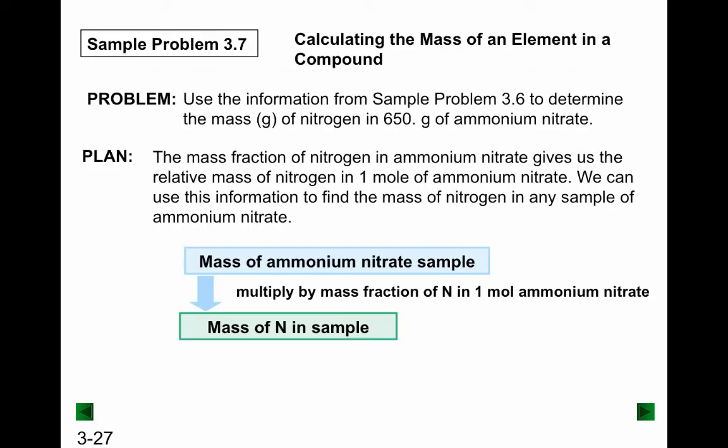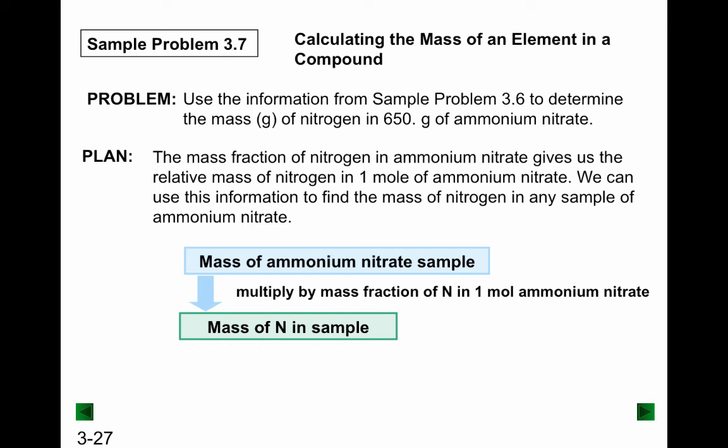Our next sample problem wants us to use the information in the previous sample problem to find the mass of nitrogen present in 650 grams of ammonium nitrate. We know the molar mass of nitrogen and we know the molar mass of ammonium nitrate. We can use this as a conversion factor in order to calculate the mass of nitrogen in this new mass of ammonium nitrate. So basically we are starting with the new mass of ammonium nitrate and using the molar mass of nitrogen over the molar mass of ammonium nitrate as a conversion factor.